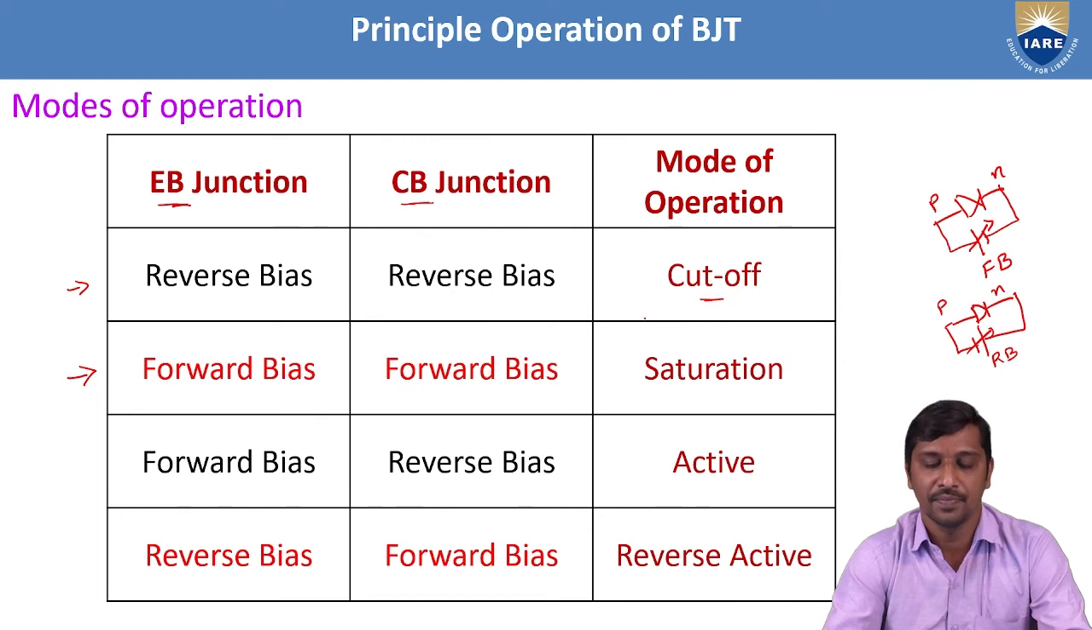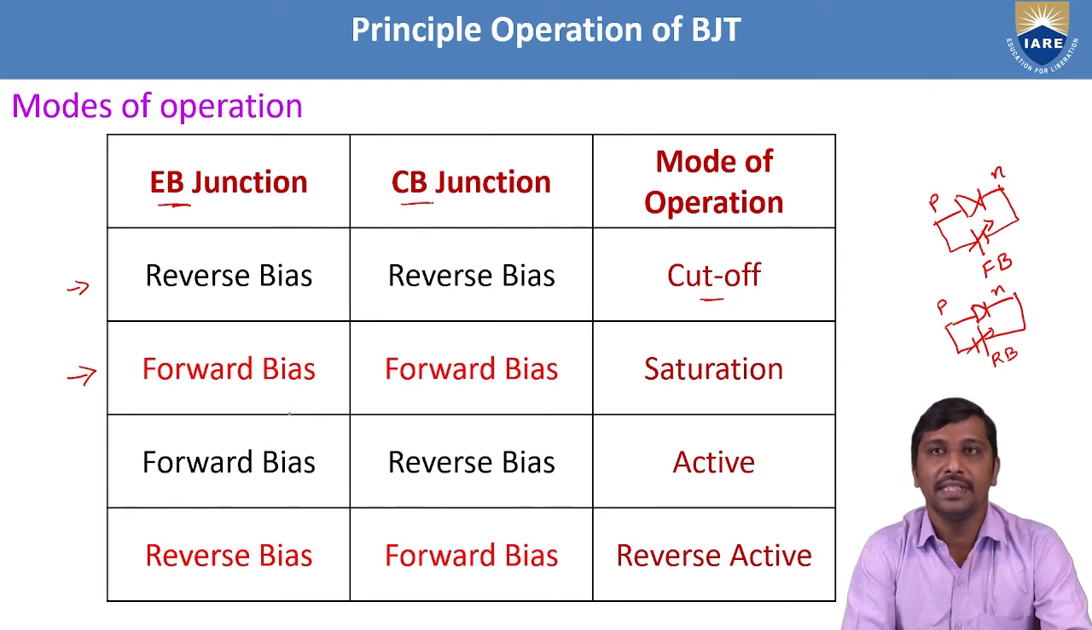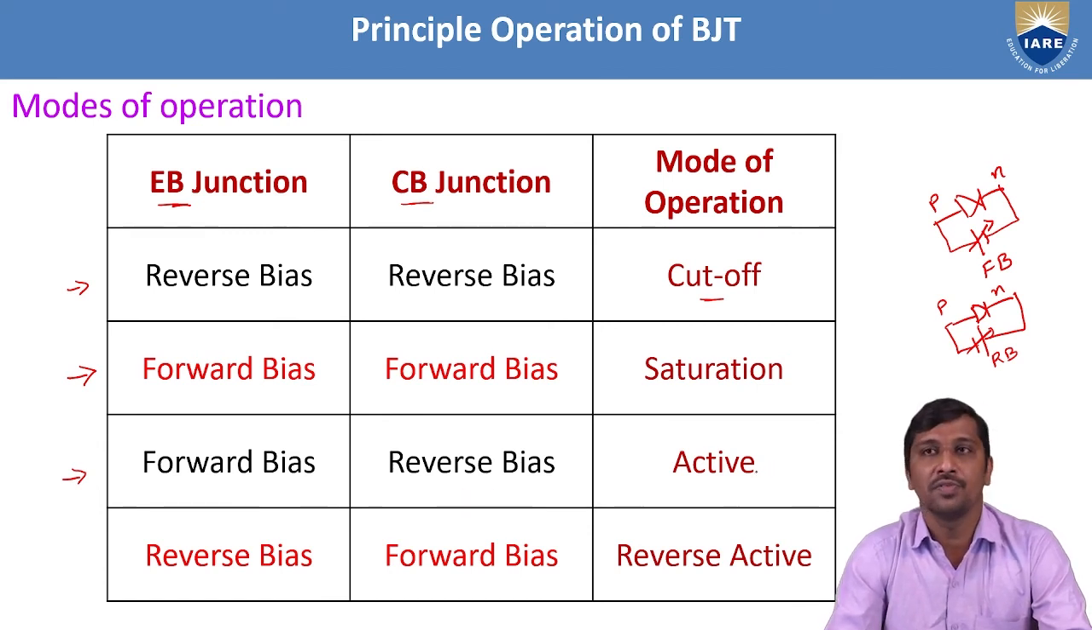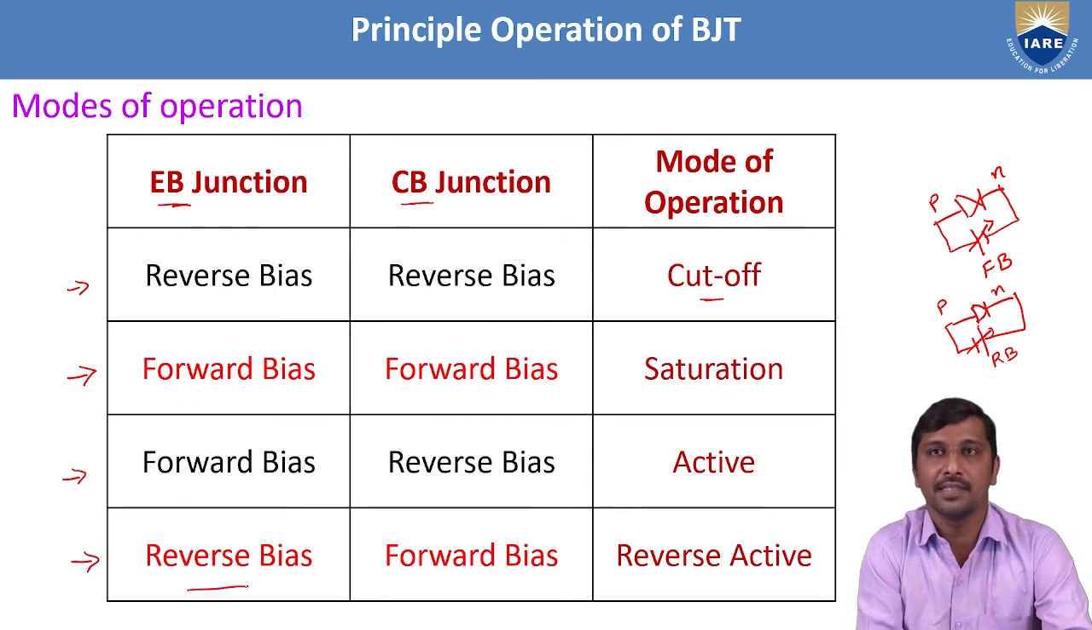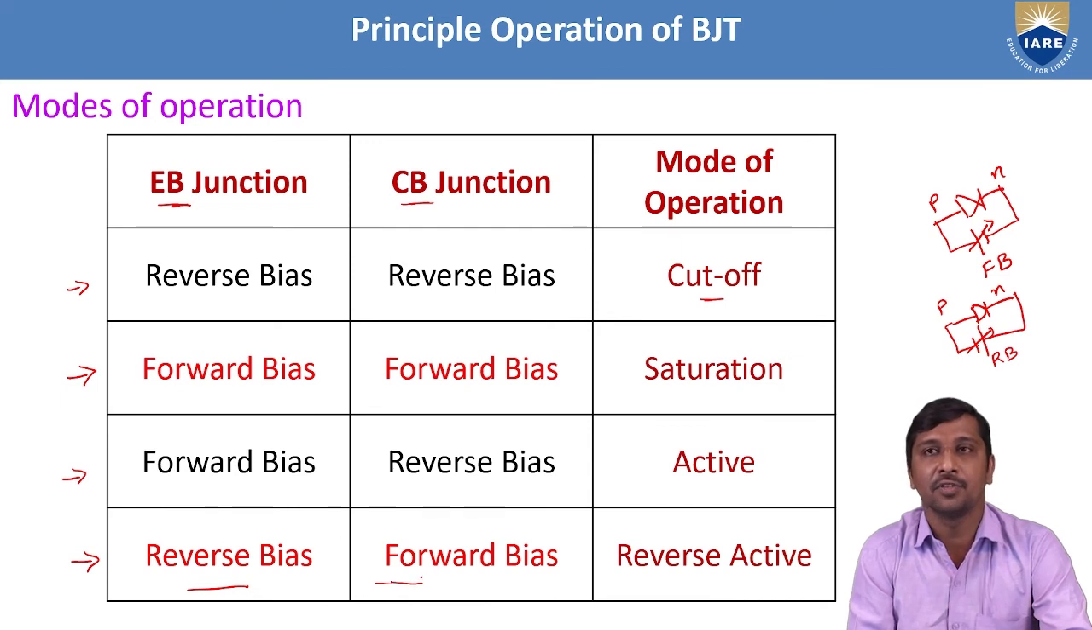modes of operation here. If both the junctions are forward biased, that mode of operation is defined as saturation. Then again, if the emitter-base junction is forward biased and the collector-base junction is reverse biased, this mode of operation is called active mode. And if the emitter-base junction is reverse biased and the collector-base junction is forward biased, that mode of operation is called reverse active.